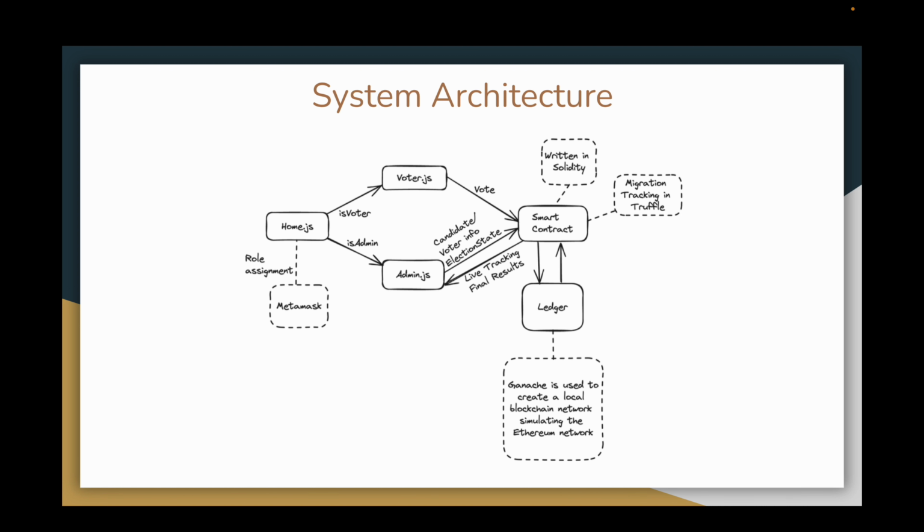The smart contracts are written in Solidity, and for migration tracking in Truffle, and the ledger is supported by Ganache, which is used to create a local blockchain network, which simulates the real world Ethereum network. And after the data comes in, the admin.js page can also get the live results and the final results of which candidate has got which votes. So that data is retrieved.